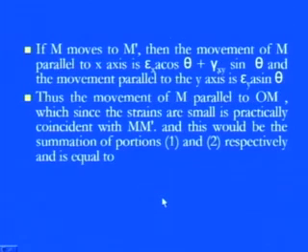Now, if due to the shear, M is moving to M dash, then the movement of M parallel to the x axis is epsilon x A cos theta plus gamma xy A sin theta, because it has both components, moving like a parallelepiped kind of structure. So, it has a variation in the x direction and in this shearing direction. So, we have the components of both epsilon x A cos theta and gamma xy A sin theta, and the movement parallel to the y axis will be epsilon y A sin theta.